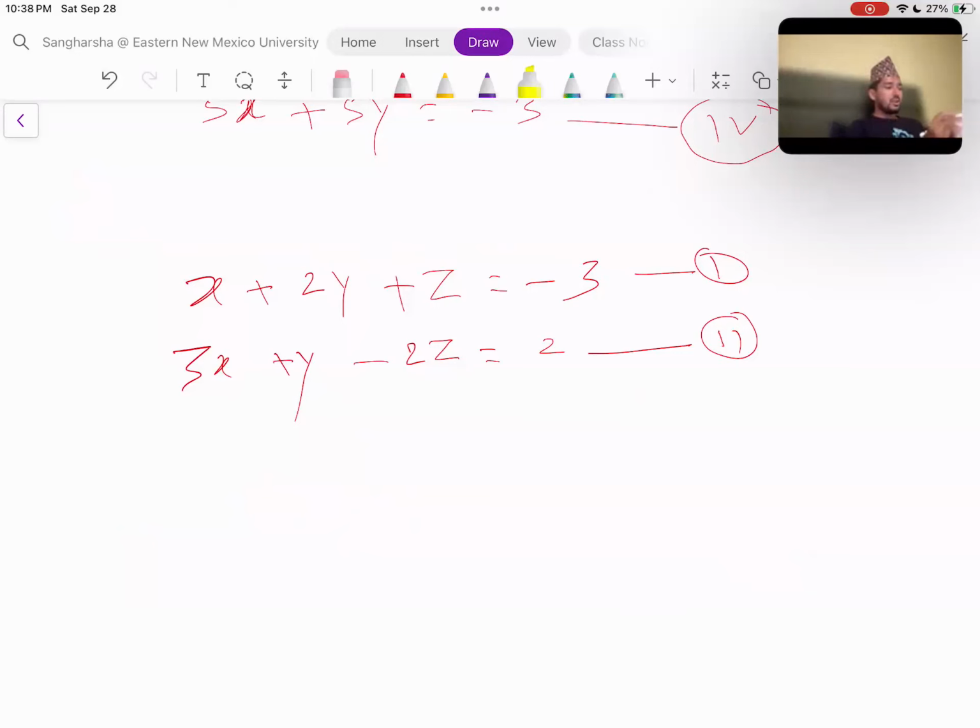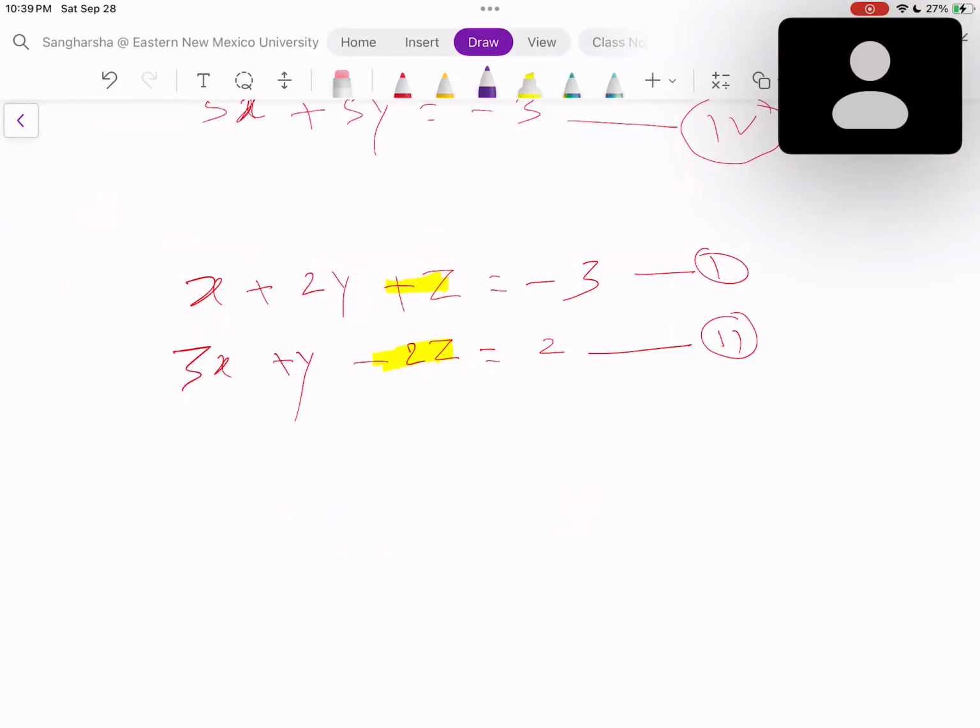Now, let's see. If you add z and -2z, you're going to get -z. That's not what we want. We want to get rid of this z. Their coefficients are not the same: one has a coefficient of -2, the other has +1. And we need to have coefficients with opposite signs. Now, how do we make that?